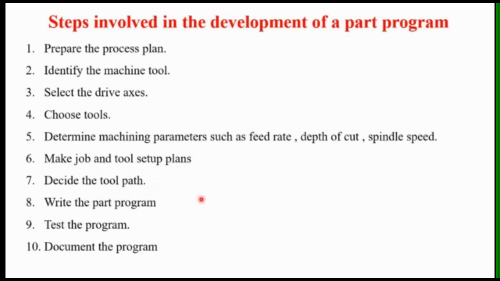That means the tool should follow the path. Once we decide the tool path, we have to write the part program, that means the sequence of operations, then path, then parameters. After that, test the prepared program and validate it. After validation, it should be documented and the program should be used for controlling.